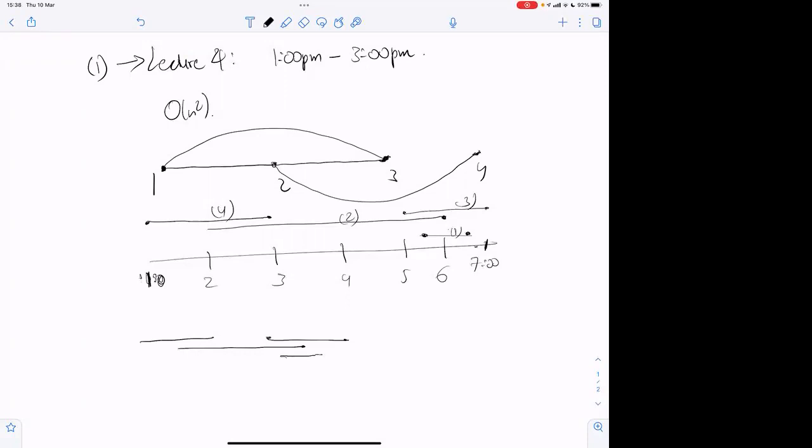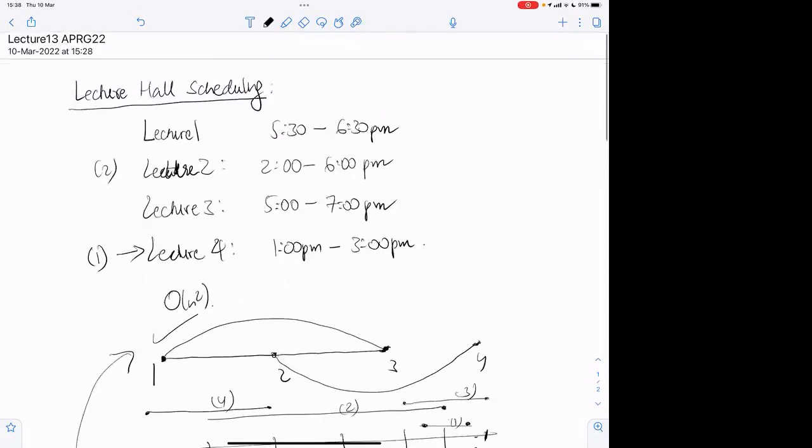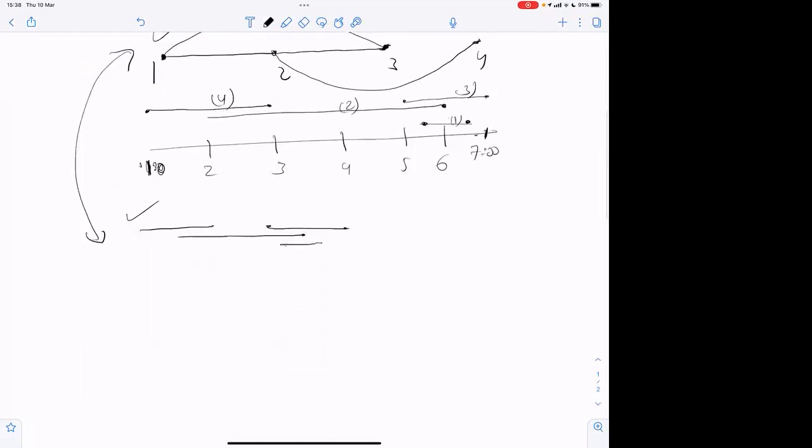Now these are different representations of the same data, and they are progressively more abstract. This one is the most abstract, this one is less so, and this is the complete data. And now the problem we have to solve is: what is the minimum number of lecture halls we need to be able to allocate all the lectures? Correct? Are you with me?